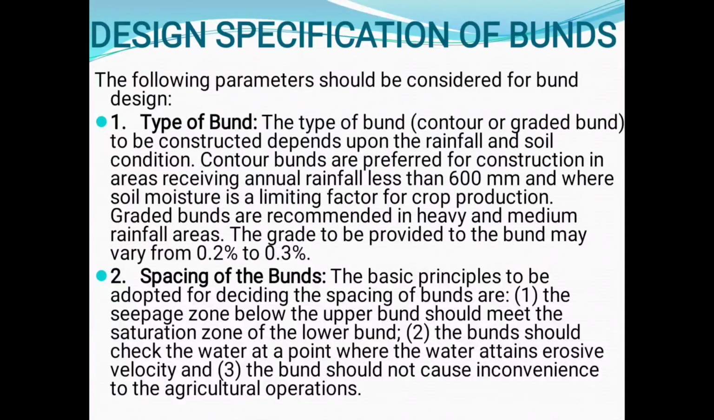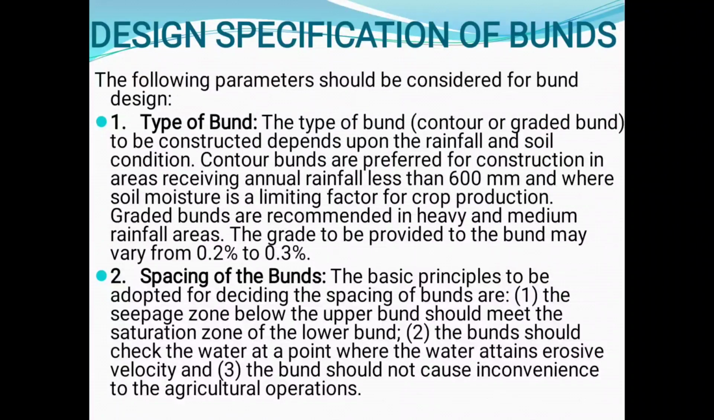Design specifications of bunds. First one, types of bund. There are two types, contour and graded bunds, to be constructed depending upon the rainfall and soil condition. Contour bunds are preferred for construction in areas receiving annual rainfall less than 600 mm, and where soil moisture is the limiting factor for crop production. Graded bunds are recommended for heavy and medium rainfall. The grade to be provided to the bund may vary from 0.2% to 0.3%.